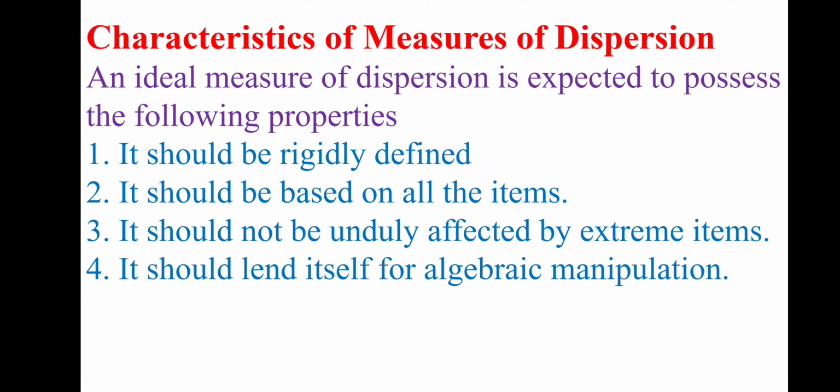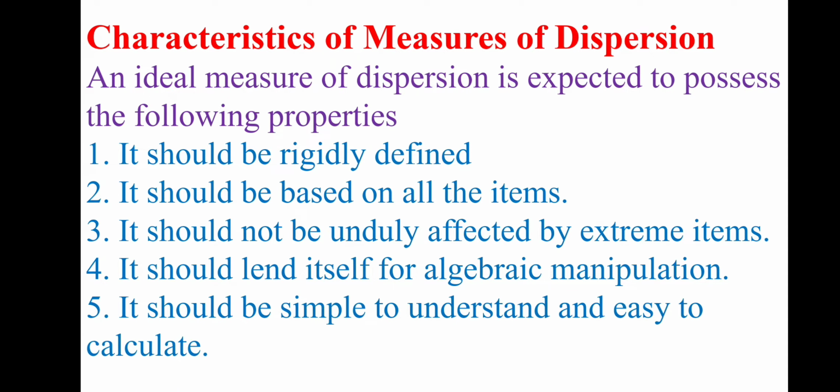It should lend itself to algebraic manipulation. Algebraic means calculation, normal calculation, in the sense that some variable will be used and then simplified and solved with particular values. It should be simple to understand and easy to calculate. All measures of dispersion should be easy to understand and easy to calculate. For that purpose, these characteristics of measures of dispersion will be helpful.